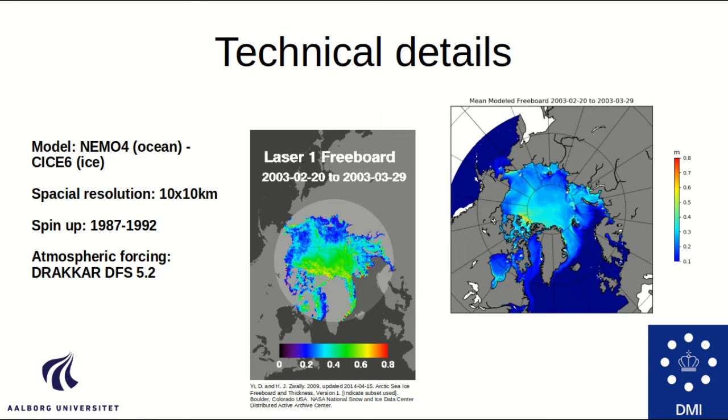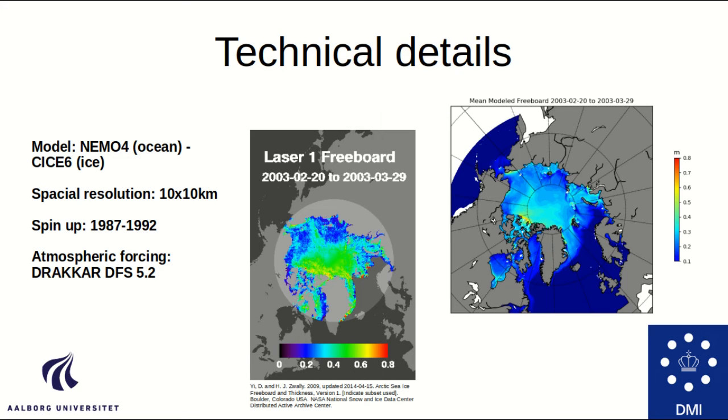Some technical details. The models we are using are NEMO 4 for the ocean, coupled to SI3 for the ice, at the resolution of 10 by 10 kilometers. We have made a reference run from 1982 to 2015 with a spin up until 1992, which allows us to use both IceSat-1 data and CryoSat-2 data to find out the best strategy for the assimilation. And our atmospheric forcing is from the Drakkar group with the DFS forcing 5.2.